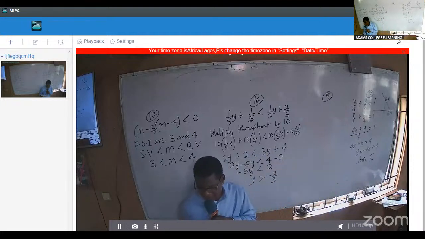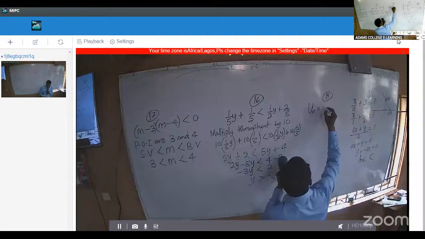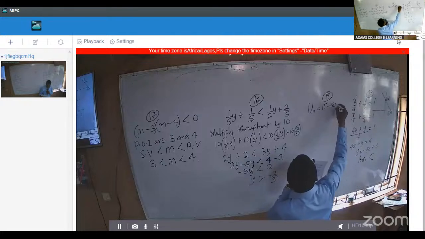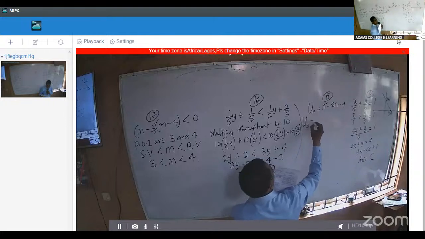Find the nth term of a sequence. Find the sum of the third and fourth. Now they gave you Un equals n squared minus 6n minus 4. Let's find our third term. Third term is U3.